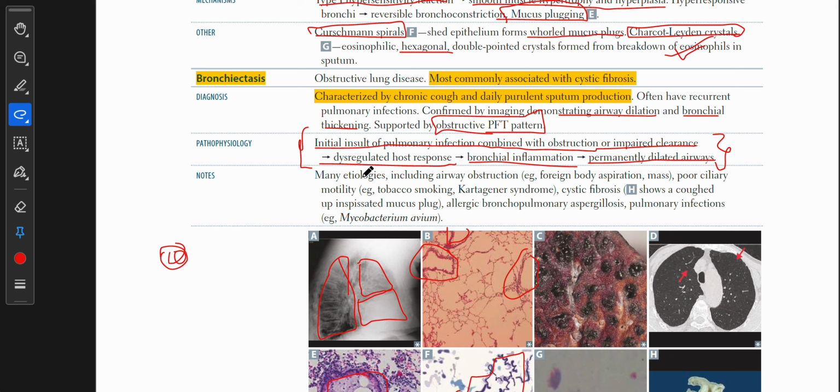There are many etiologies of bronchiectasis, including airway obstruction, that is foreign body aspiration or mass, poor ciliary motility, tobacco smoking, Kartagener syndrome, and also cystic fibrosis.